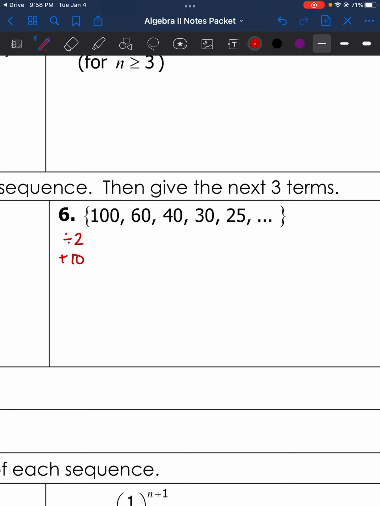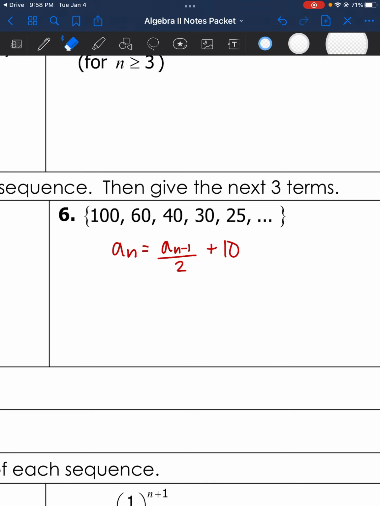So a sub n is equal to the previous number divided by 2, so a sub n minus 1 divided by 2, and then we're adding 10. Looks like this is the rule for here. Now let's see what this would be for the next 3 terms.